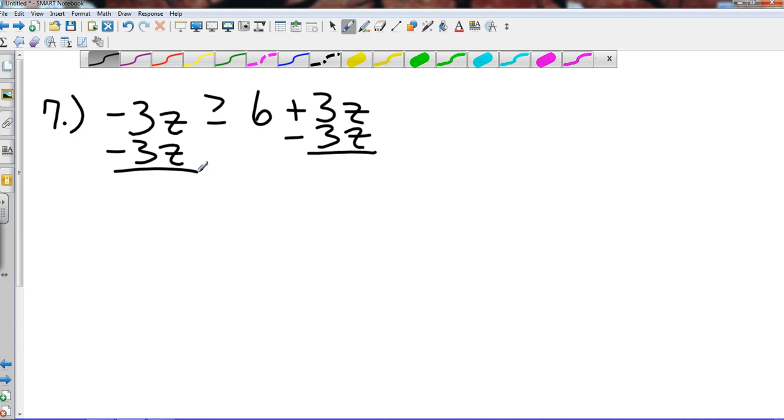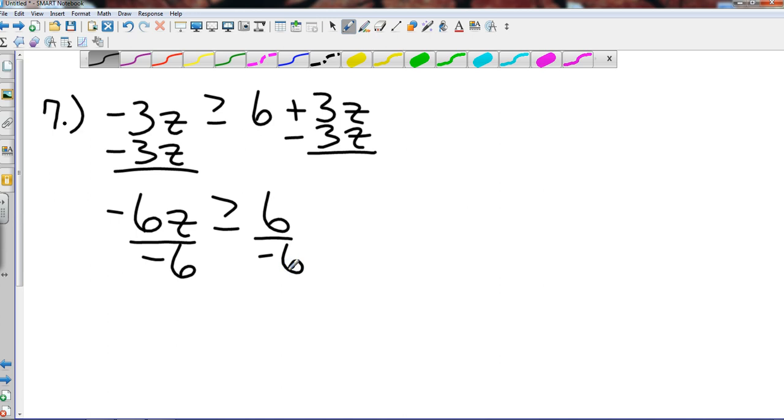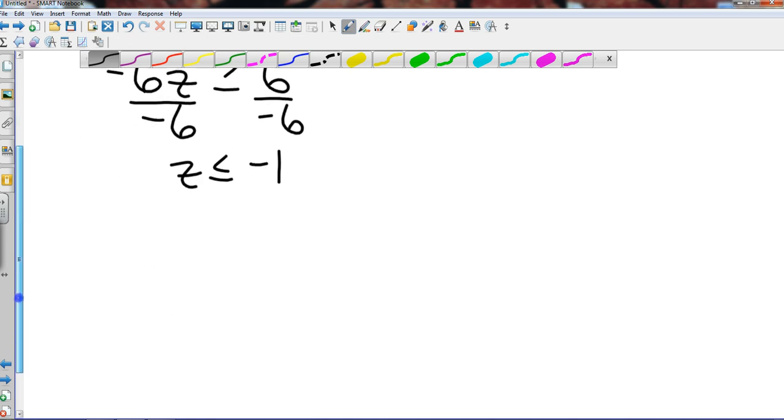Okay, now don't let your math let you down. What's negative 3z minus 3z? Negative 6z. It's actually negative 6z, because negative 3 minus 3 is negative 6. Okay, put it in a calculator if you don't believe me. And now we're going to divide both sides by what? Negative 6, and flip the inequality sign. So we end up with z is less than or equal to negative 1.